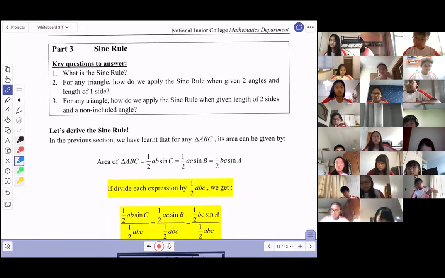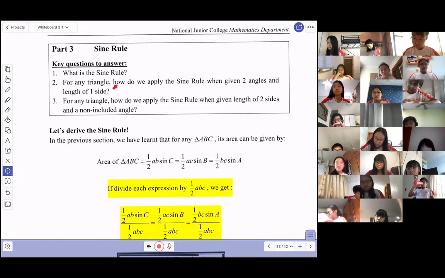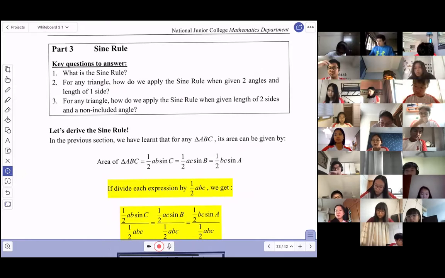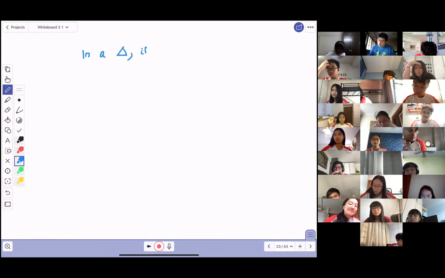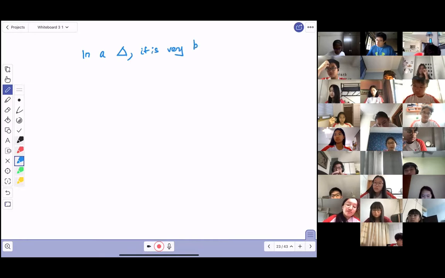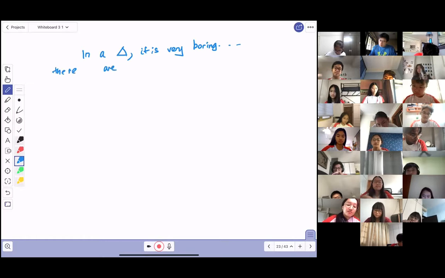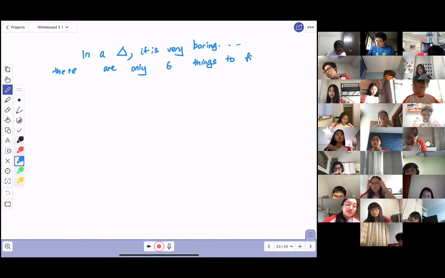Okay, so for sine rule, what is the sine rule? For any triangle, how do you apply the sine rule? Basically, the idea is that you all remember one overarching principle. That is, in a triangle, it is very boring. There are only 6 things to find, either the 3 angles or the 3 sides.